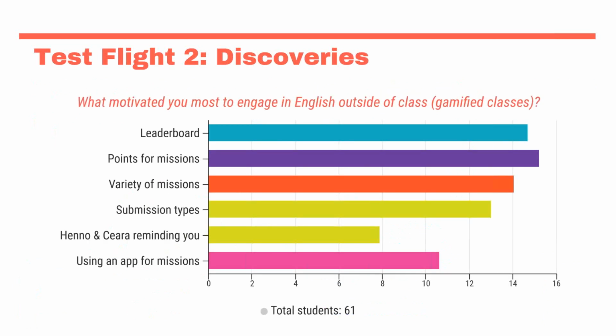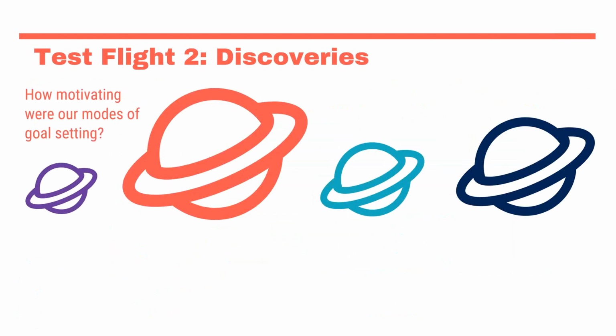And then this one was quite interesting because we looked at whether the app, and us coming in to remind them, made any difference to their motivation. See the top three elements there: the leaderboard, the points, the variety of missions. These are all the gamified elements. So the gamified elements seem to matter quite a lot in getting them engaged outside of the class.